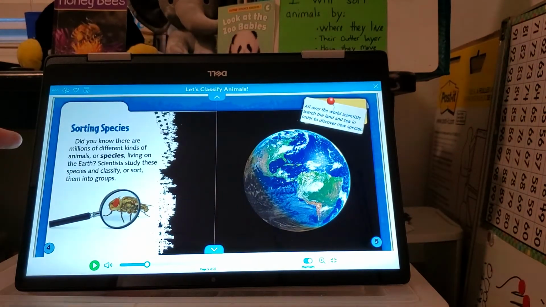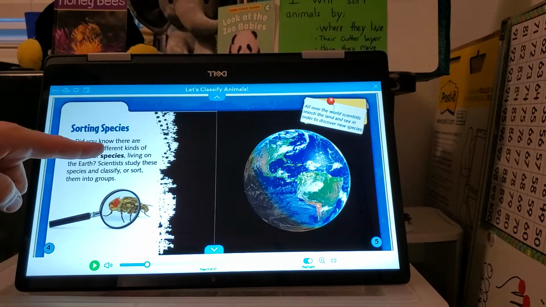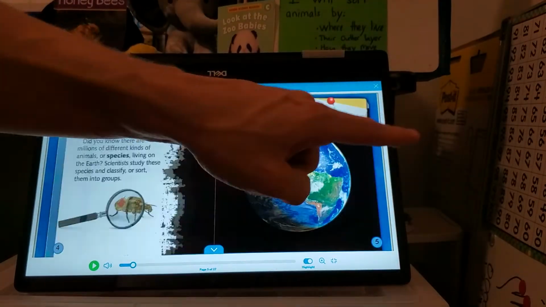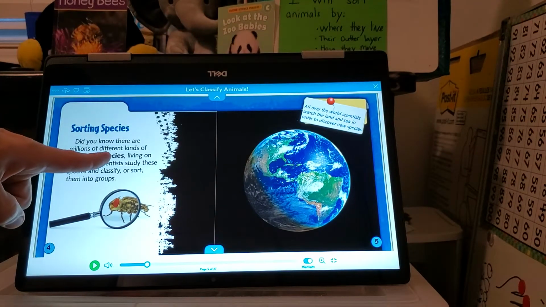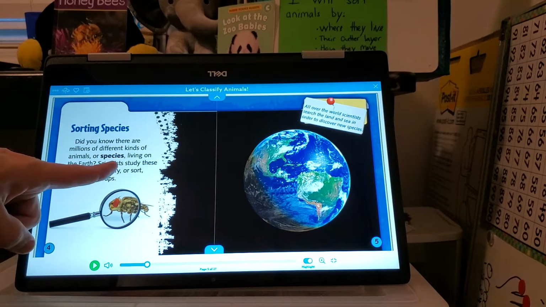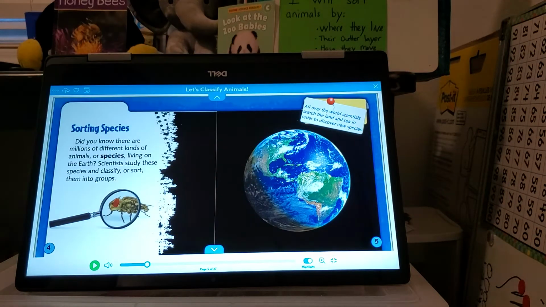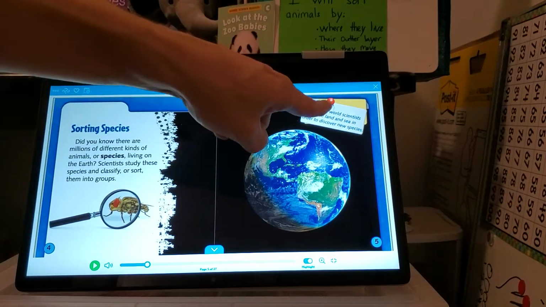Here we go, sorting species. Did you know there are millions of different kinds of animals or species? Look at that bold word. I bet species is an important word when talking about animals. Did you know there are millions of different kinds of animals or species living on the earth? Scientists study these species and classify or sort them into groups, just like you are going to do today. You will be a scientist. Look at this little label.